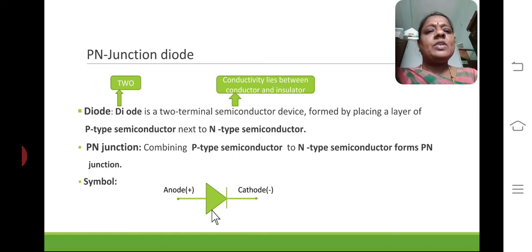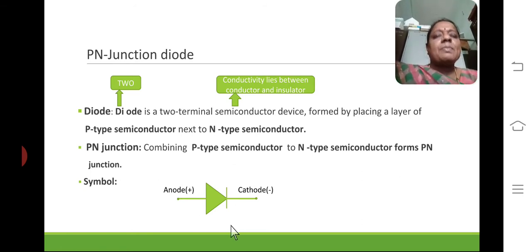As I told, the PN junction diode is a two-terminal device. What are the two terminals? Anode and cathode. Usually the anode is the positive terminal and the cathode is the negative terminal. It is called a p-n junction diode because the p-type material and the n-type material are combined, so we get the p-n junction diode.